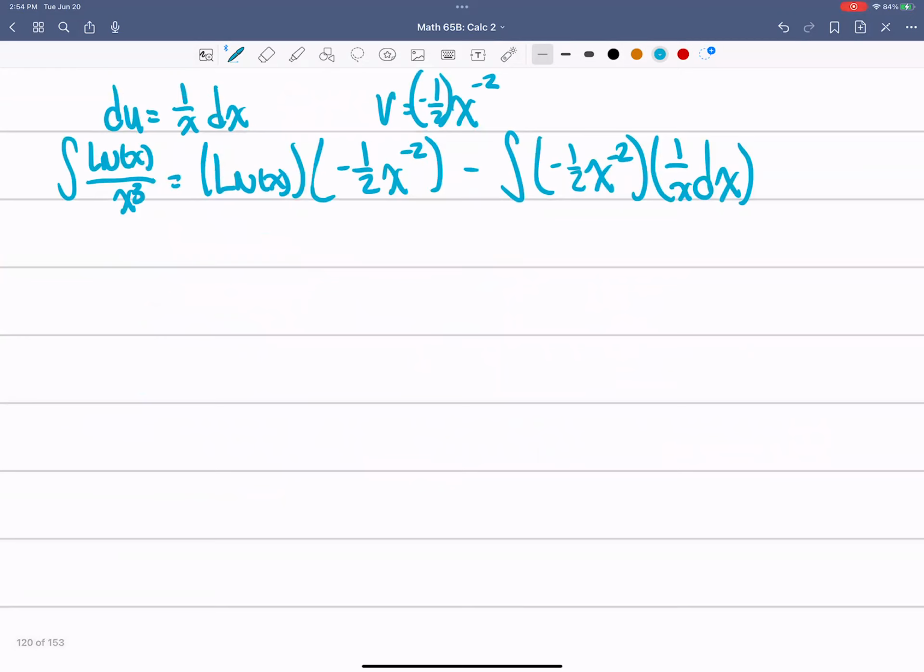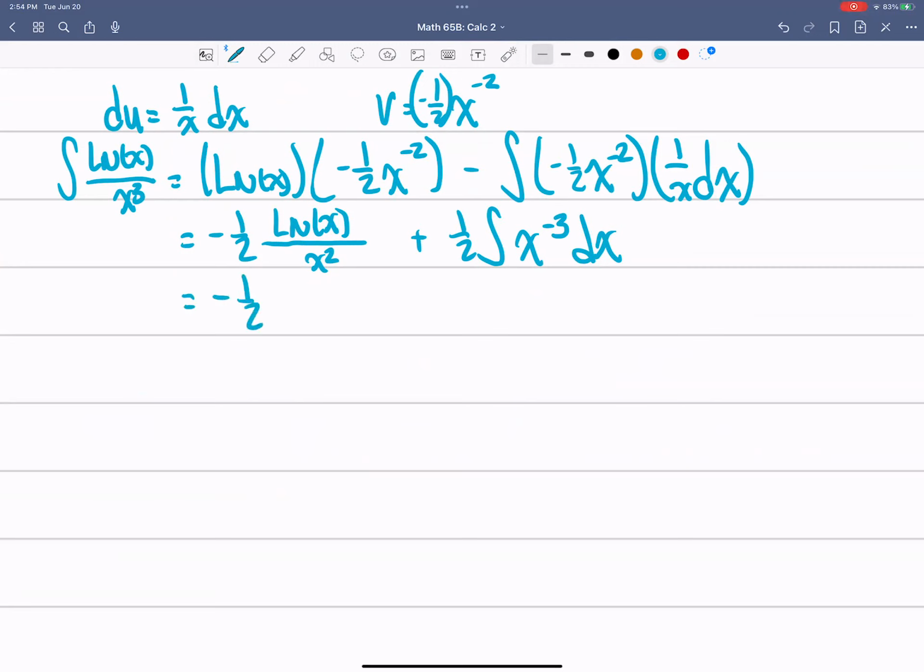And now let's clean it up a little bit. We have negative 1 over 2 ln of x over x squared. Feel free to write that however you want. Integral of, here we have, let's pull the 1/2 out. Integral of x to the negative 3 dx. And we could integrate that really easily. So negative 1 over 2.